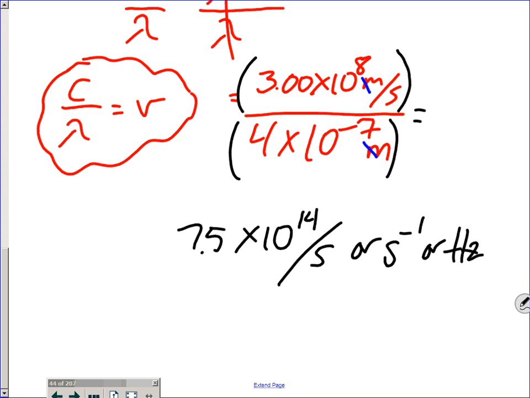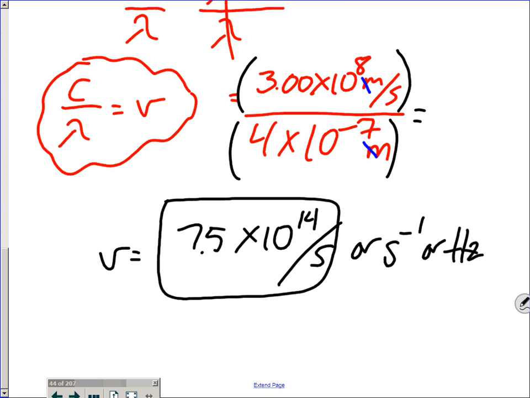I don't ever really write hertz though, because it doesn't help me see the connection between what I was just doing. So is that a high frequency or a low frequency? I mean, 10 to the 14th, heck yeah. That thing is moving, it is booking it. So this violet light is moving pretty dang fast. Do you think this frequency would be higher or lower for red?